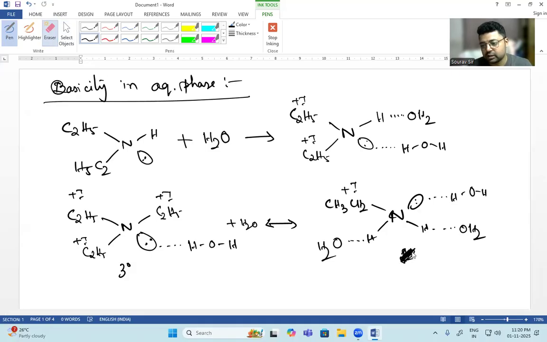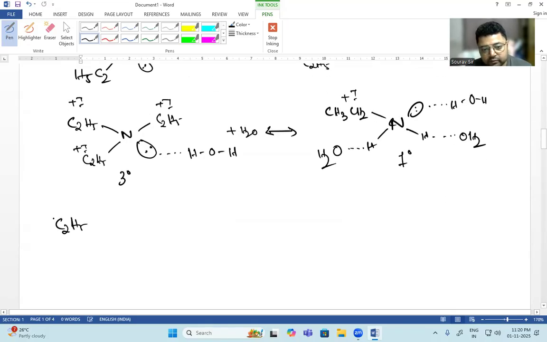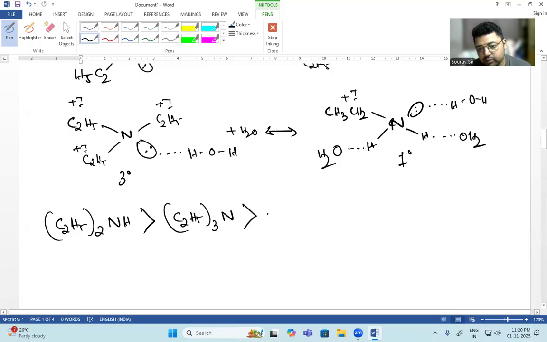So in case of the ethyl group, the plus I effect dominates over the hydrogen bonding effect, and as a result, it will have higher basicity than the 1 degree. So you will write here (C2H5)2NH will have higher basicity than (C2H5)3N, followed by C2H5NH2. Understood? So this is how you will say.